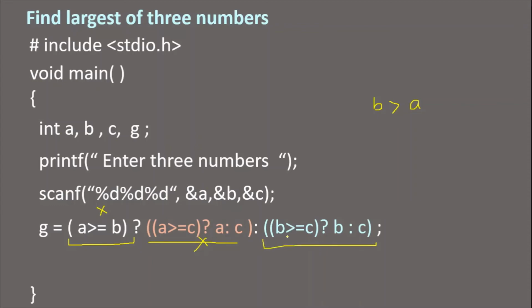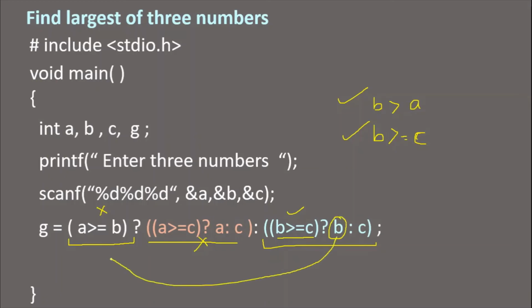In this part, one more condition is written. Which is that condition? Is B greater than or equal to C? Let us assume that B is greater than or equal to C. In the first condition, B was greater than A. In the second condition, B is greater than C. It means that if this condition is true, then definitely B is the largest number. So this is true, that's why this part will be executed.